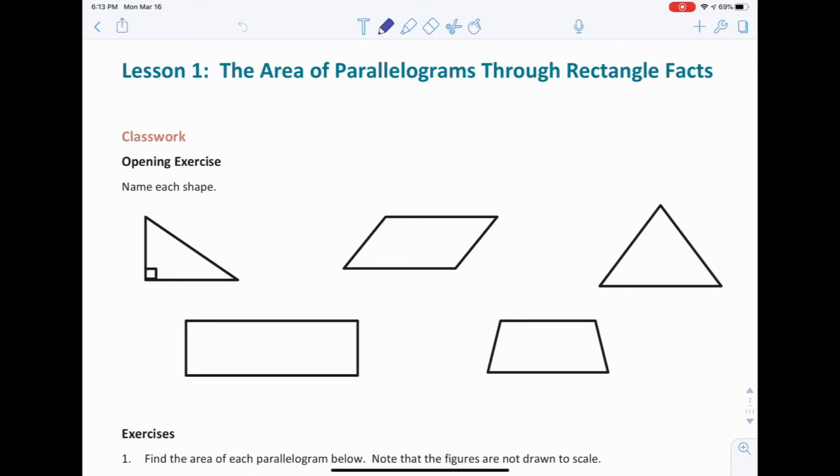This is Mr. Perez here with Module 5, Lesson 1, the area of parallelograms through rectangle facts. This is a little bit different. We haven't been here before, me conducting lessons through videos. So I want to stop and think about some of the ways that you need to work through these if you choose to. First of all, there will be moments where I ask you to stop and think.